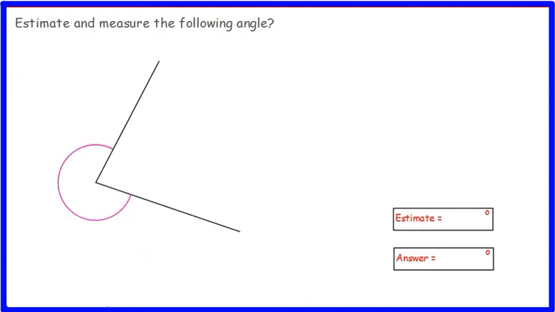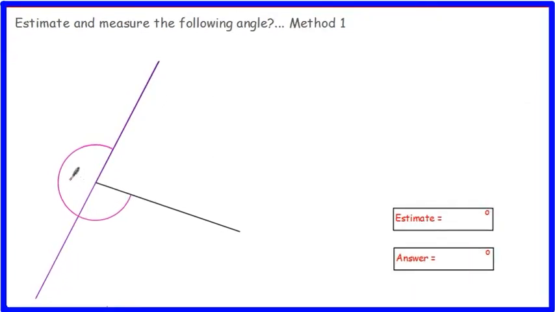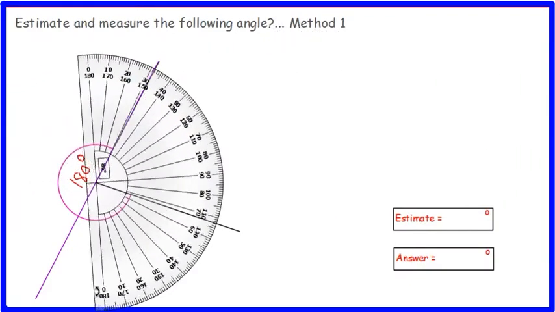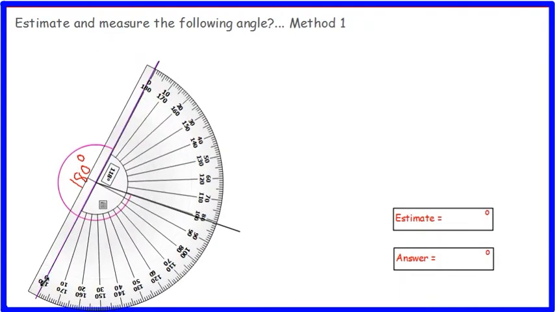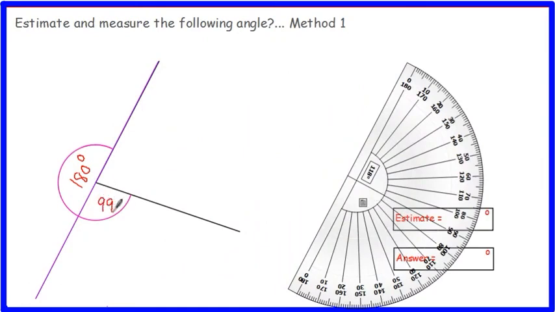Okay, estimate and measure the following angle. Now there are 2 methods for this. The first method is to continue this line. So I know that this part is 180 degrees. I'm just going to measure this part. Again, take my protractor. So again on the inside. So 99 degrees, that looks like. So 99 degrees.